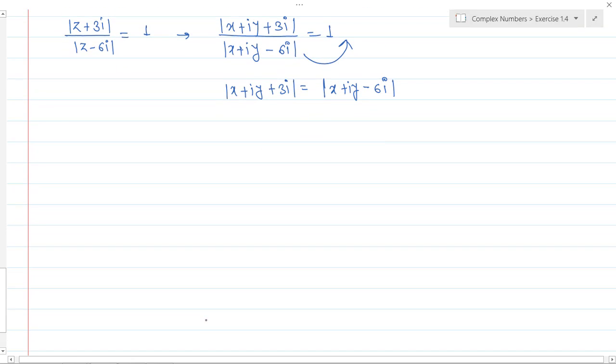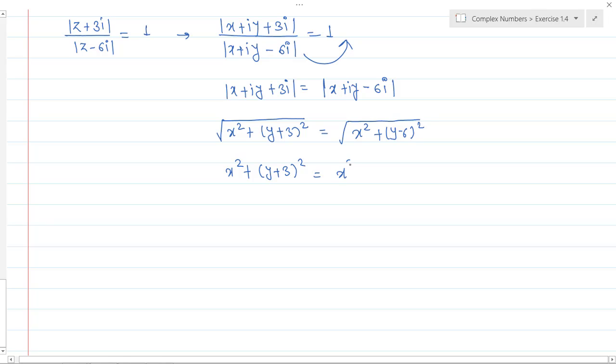Let's remove the modulus by taking the square root. The real part is x square, plus the imaginary part, which is y plus 3, so (y plus 3) whole square, equals the square root of x square plus (y minus 6) whole square. Let's take the square on both sides. I will have x square plus (y plus 3) whole square equals x square plus (y minus 6) whole square. What part can you delete now?